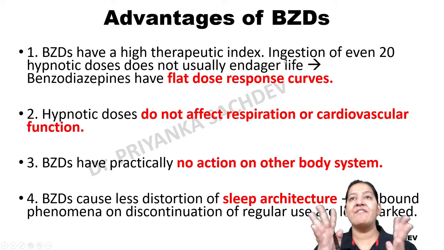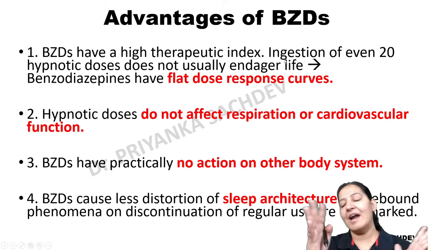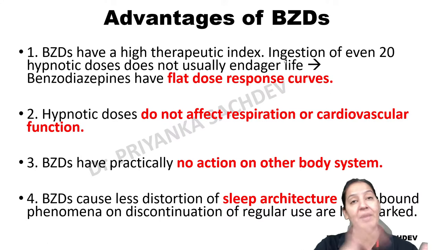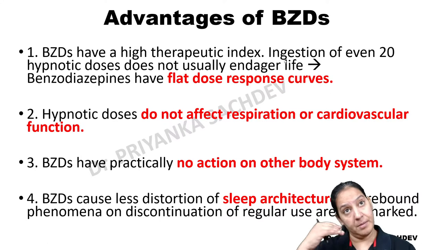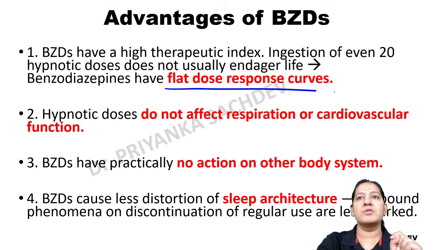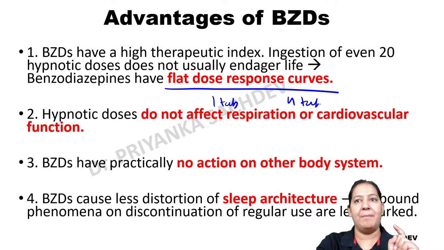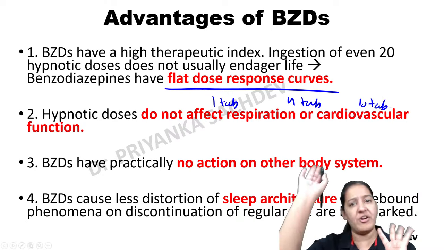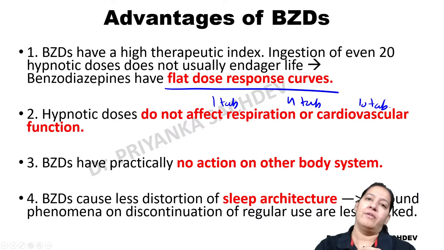Now, tell me the advantages of benzodiazepine. What are the advantages of benzodiazepine which make it superior to barbiturates? It is having a flat dose response curve. So instead of one tablet, if the patient is taking 4 tablets or 10 tablets, the patient will not die. The patient will die if he takes 100 tablets. So relatively flat curve.